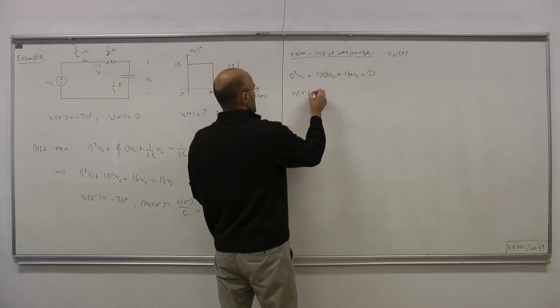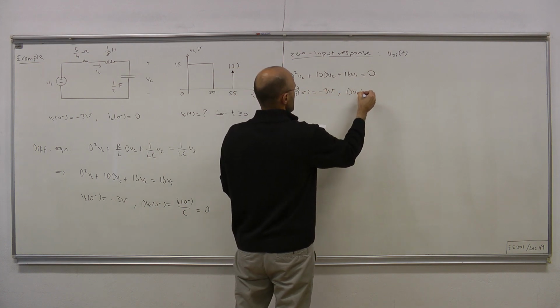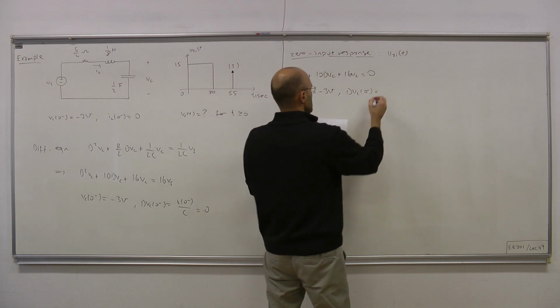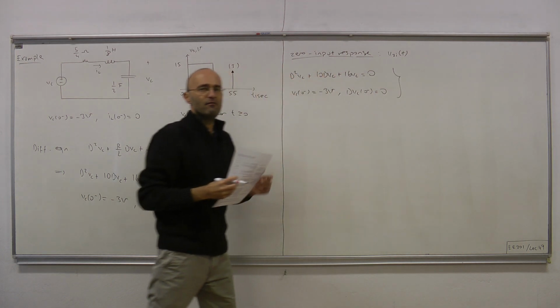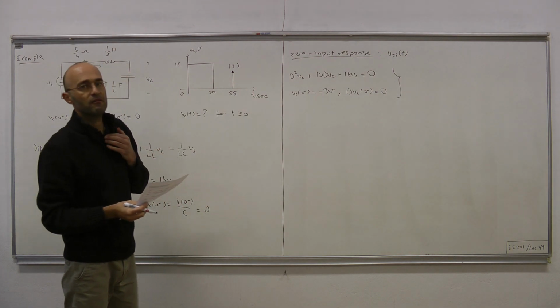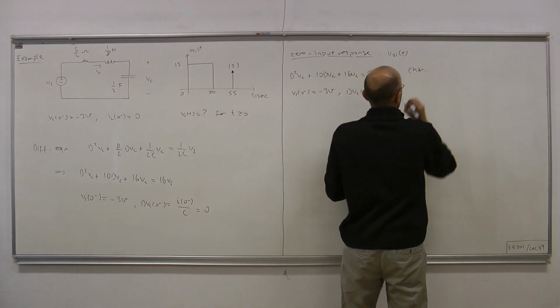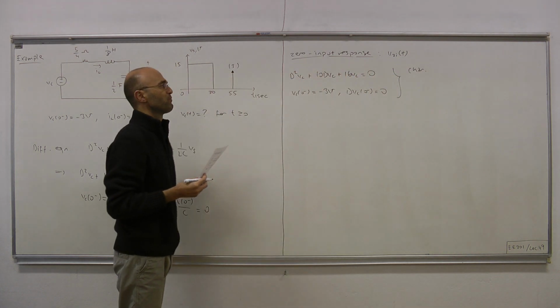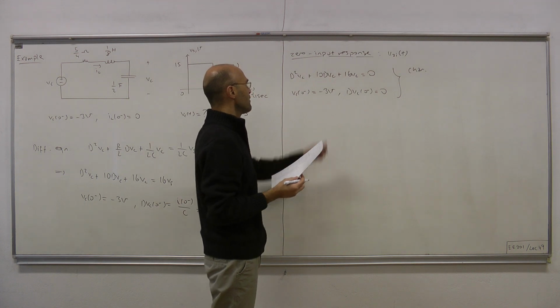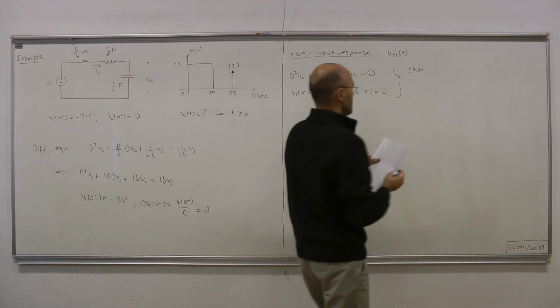VC(0) is minus 3 volts, dVC(0) is 0. So we have everything we need to arrive at VC(t). First we have to figure out the form of the capacitor voltage, and for that we have to determine the characteristic polynomial.